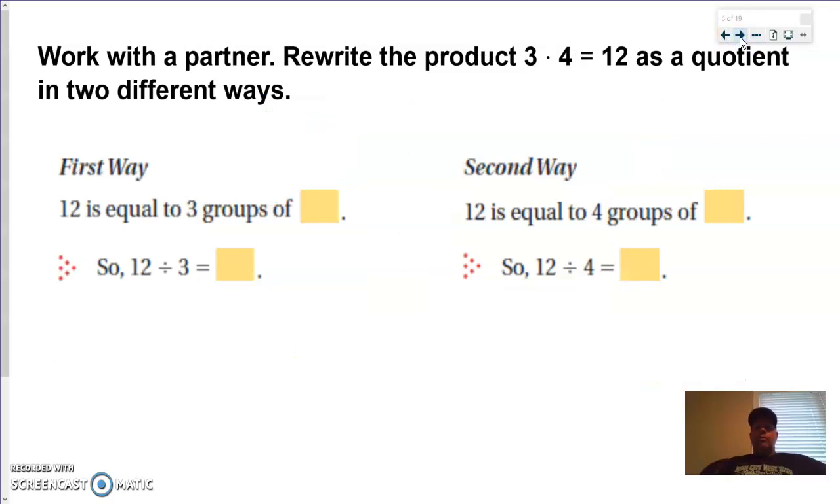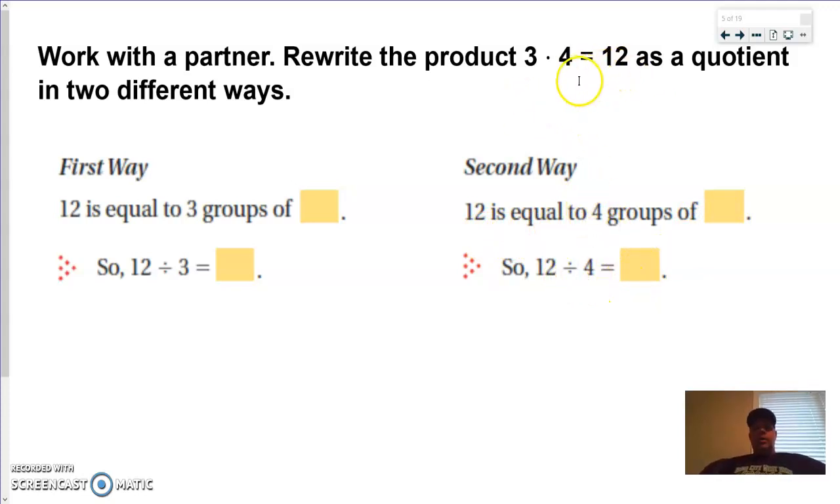Work with a partner, rewrite the product of 3 times 4 as a quotient in 2 different ways. So the first way that we can do this is 12 is equal to 3 groups of 4. So 12 divided by 3 equals 4. The second way that we can do this is 12 is equal to 4 groups of 3. So 12 divided by 4 equals 3.